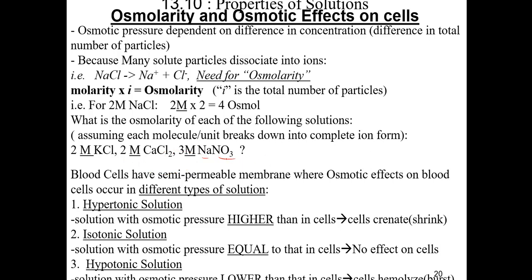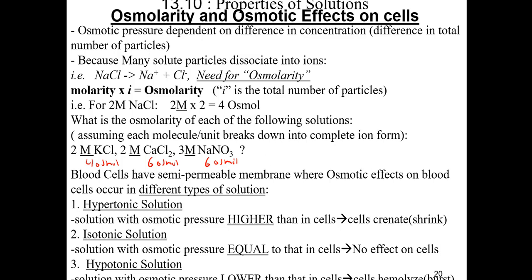Sodium nitrate, having memorized that nitrate stays together in a polyatomic ion, it's going to form a sodium and a nitrate. So a total of 2 particles. So 3 times 2 is 6. So in short, the first one is going to be 4 osmol units. The next one is going to be 6 osmol units. And the last one is going to be 6 osmol units.